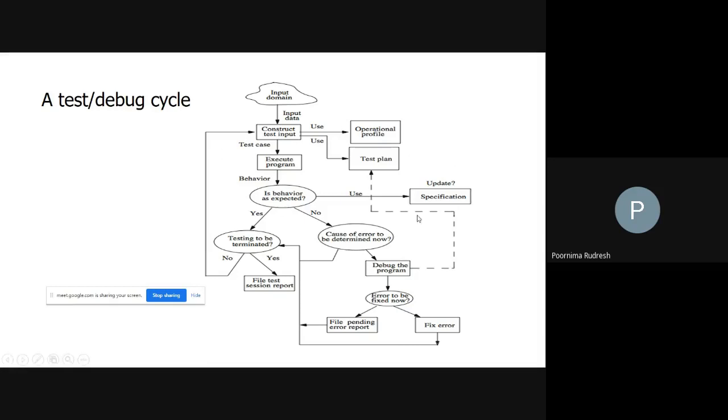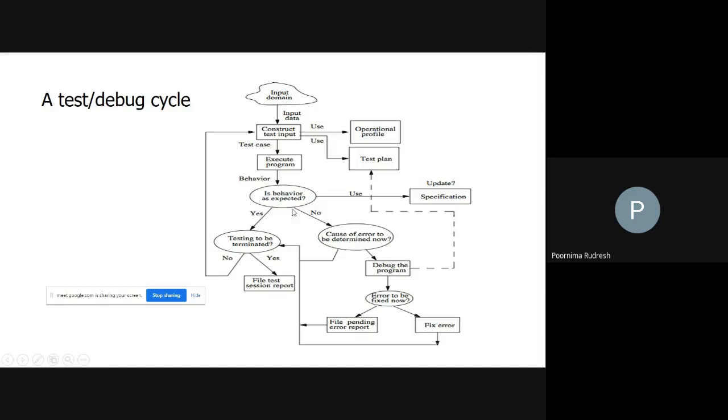To check that, we are making use of the set of specifications which are defined during the initial phase of development. Understood? After executing the program, we are checking and analyzing the behavior of the program or the system by using the set of specifications defined during the initial phase of development, right? Next, if the program is giving the output according to the expected specifications, then yes, we are terminating the program, testing to be terminated.